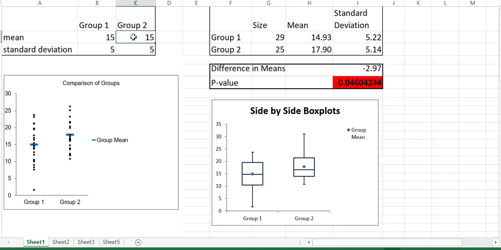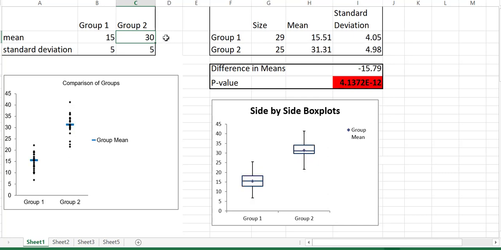Now, let's go ahead and try something different. Let's do the second population mean of 30. Actually, no, let's do 20.